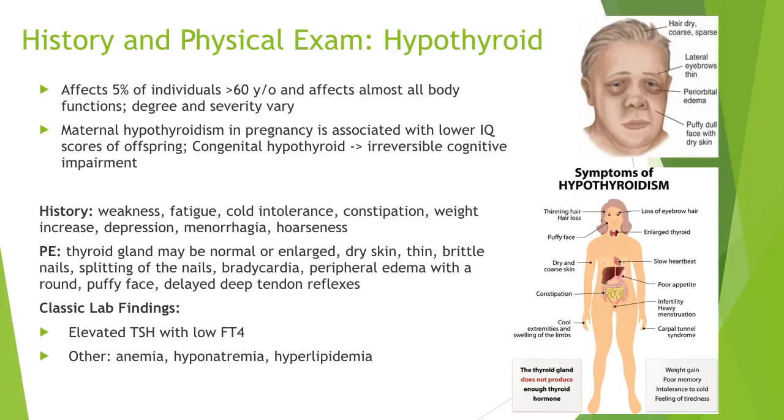They tend to have dry skin, brittle nails, their hair tends to be very brittle as well, and they have delayed deep tendon reflexes. And classically, when we look at their lab work, we'll notice that the TSH is elevated with a low T4. If you go back to the module or the picture that I showed you of the thyroid function and the negative feedback, it kind of makes sense. You have a low serum free T4 and your TSH is being elevated because the hypothalamus is trying to bring up that low free T4.